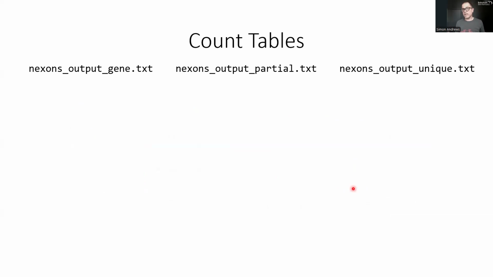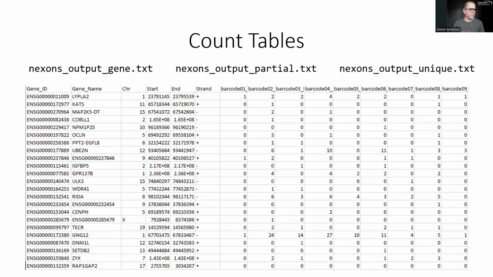Finally, we have count tables, and just to show what these look like, you get 3 count tables out of this, one recorded at the gene level, one recorded at partial matches to transcripts, and one as unique full-length matches to transcripts. And the tables themselves are very simple count-based tables.